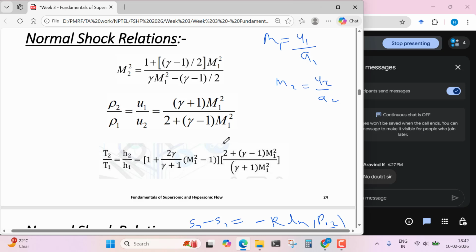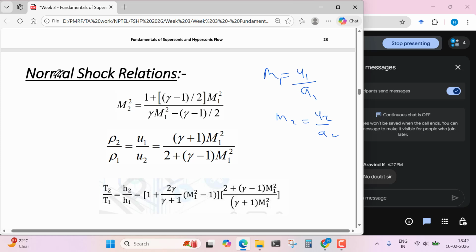So if we solve all these equations, we'll get some normal shock relations. Here M1 is the Mach number upstream, u1 upon a1, and M2 is the Mach number downstream, u2 upon a2. So M2 squared is given by (1 + (gamma minus 1)/2 M1 squared) upon (gamma M1 squared minus (gamma minus 1)/2). Rho2 upon rho1 equal to u1 upon u2. This is from continuity. So we'll get (gamma plus 1) M1 squared upon 2 plus (gamma minus 1) M1 squared.